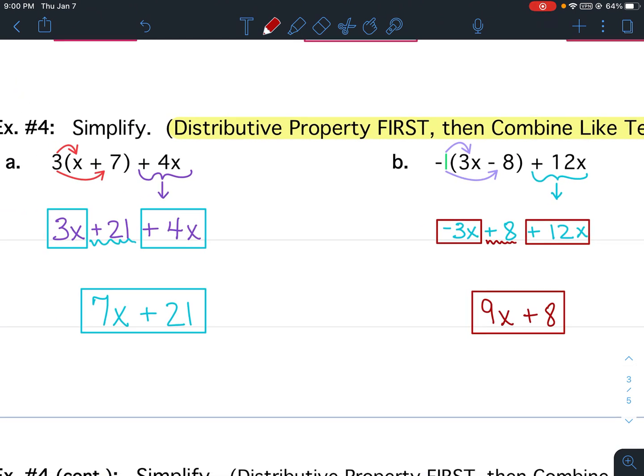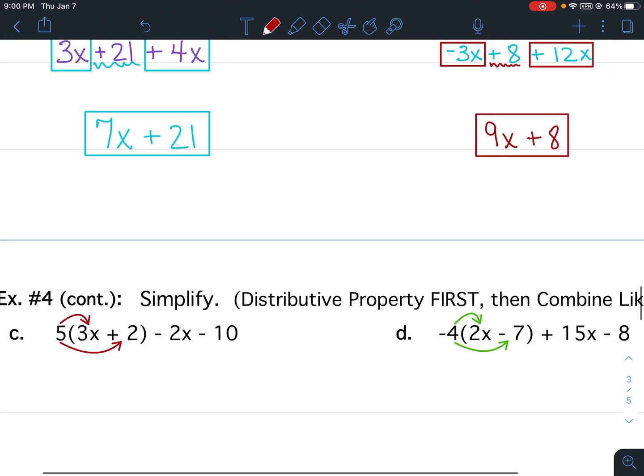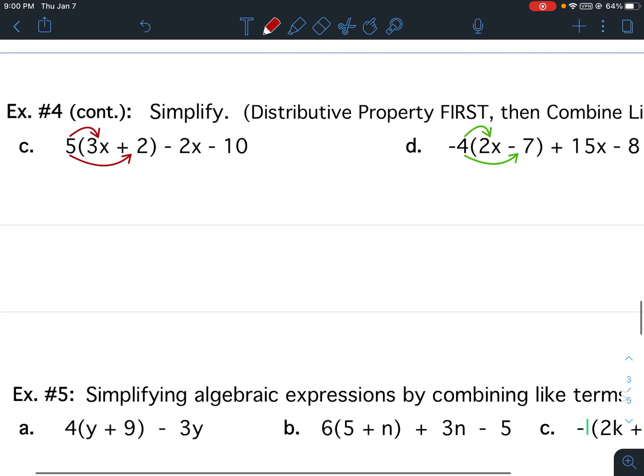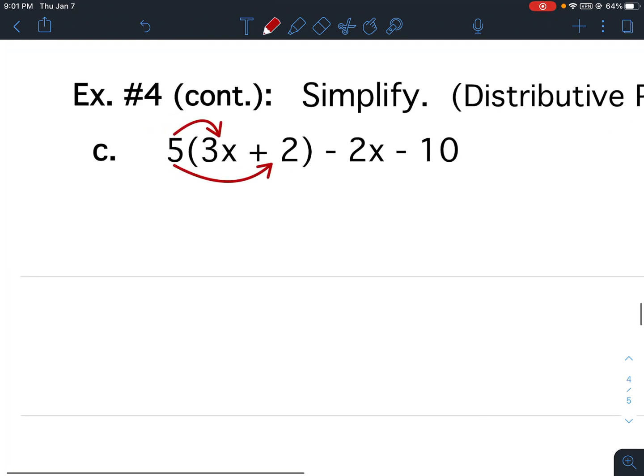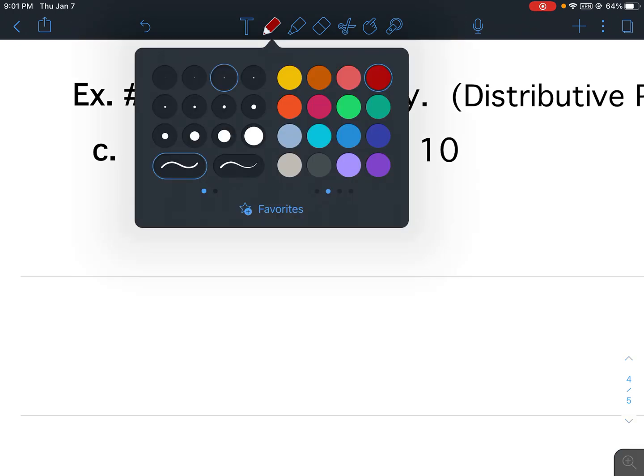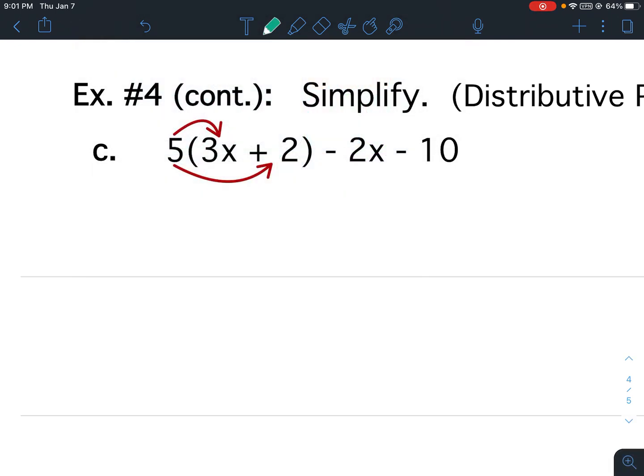Take a moment, make sure you have all of that written down. All right. Example 4 is continued on the next page. Again, we're doing the distributive property first, then combining like terms. So 5 times 3x would give me 15x. 5 times 2 is 10.